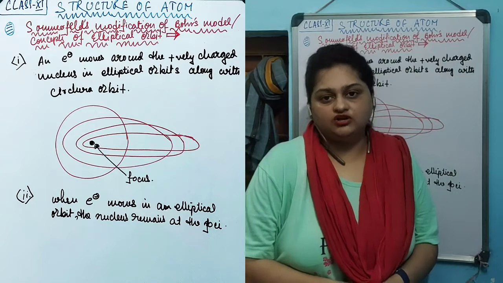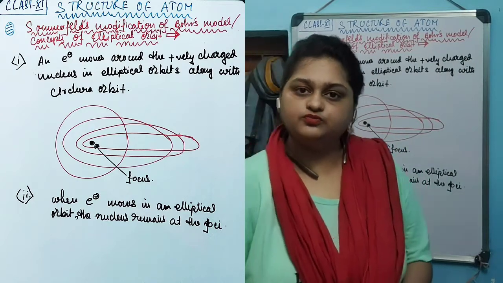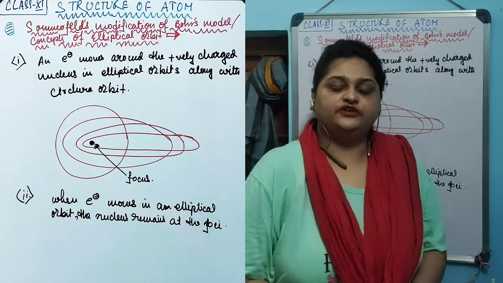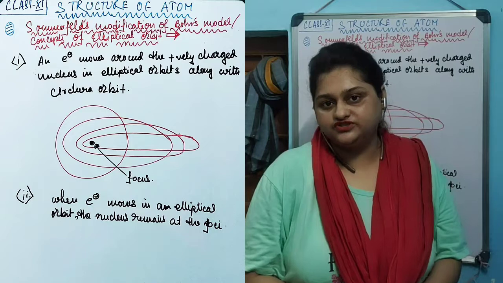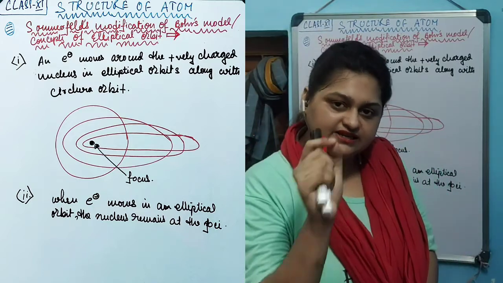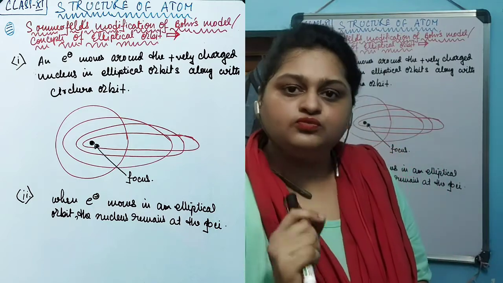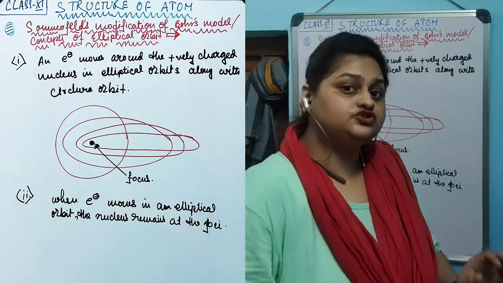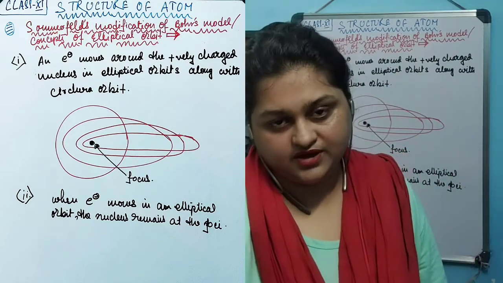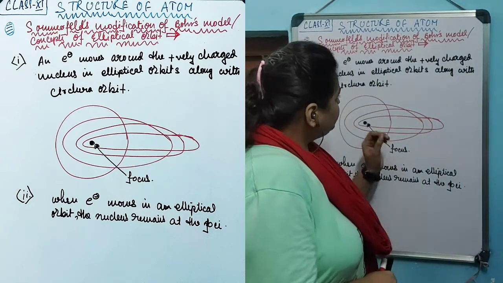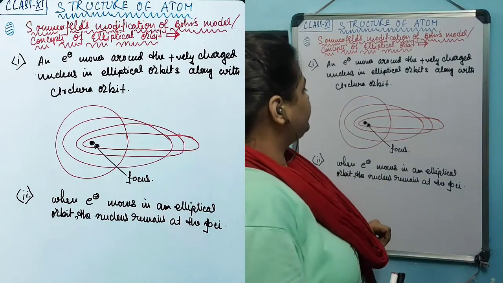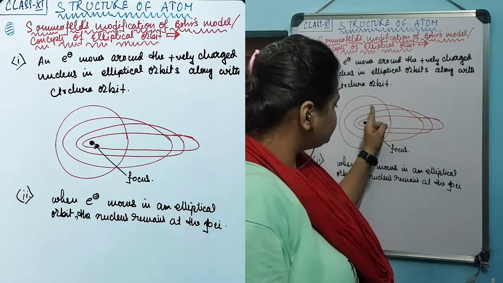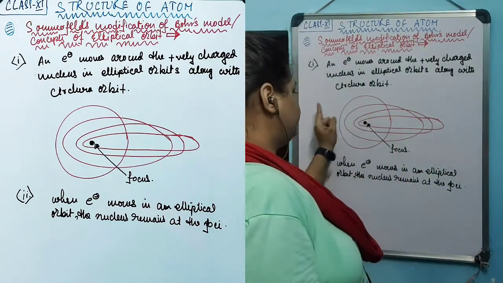In Bohr's model of atomic structure, the electron was moving around the nucleus in a circular orbit. Sommerfeld came and modified this circular orbit concept. He suggested that the electron moves around a specific fixed orbit, but the shape of the orbit is not always circular. He suggested that electrons move around the positively charged nucleus in various elliptical orbits along with the circular orbits.